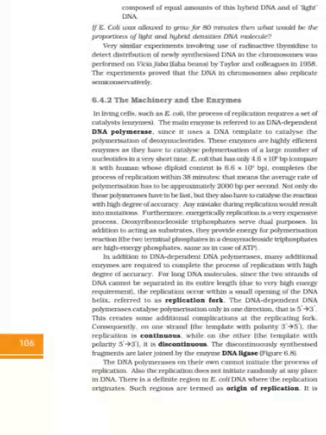That means the average rate of polymerization has to be approximately 2000 base pairs per second. Not only do these polymerases have to be fast, but they also have to catalyze the reaction with a high degree of accuracy. Any mistake during replication would result in mutations. Furthermore, energetically, replication is a very expensive process.